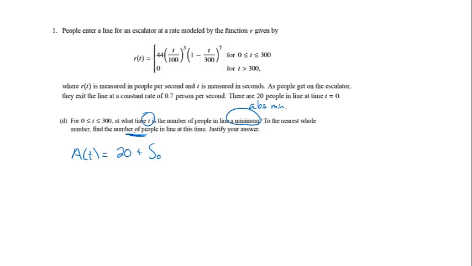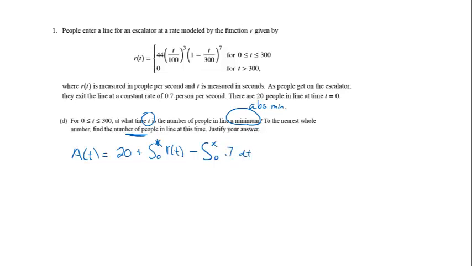It's going to be somewhere between 0 and 300, so I'm just going to put an X up there, or a T or something like that. And then, actually, I think I'll put an X just so I have different variables here. And then this is going to be R of t minus, then the people going out is going to be somewhere between 0 and X, and my rate is going to be 0.7 dt. And I want that to be a minimum.